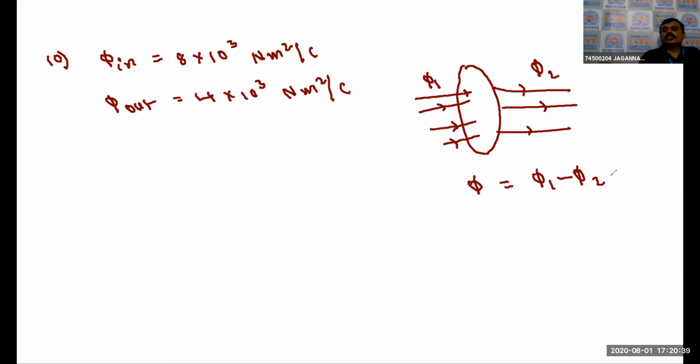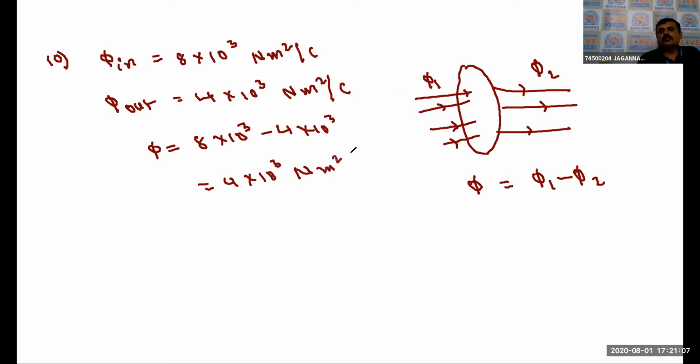In this case, net electric flux: phi equal to phi 1 minus phi 2. I am using this formula here. So net electric flux is equal to 8 into 10 power of 3 minus 4 into 10 power of 3, which is equal to 4 into 10 power of 3. We got the net electric flux through the given surface as 4 into 10 power of 3.